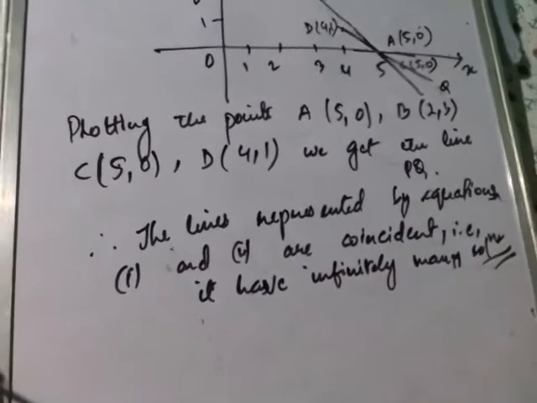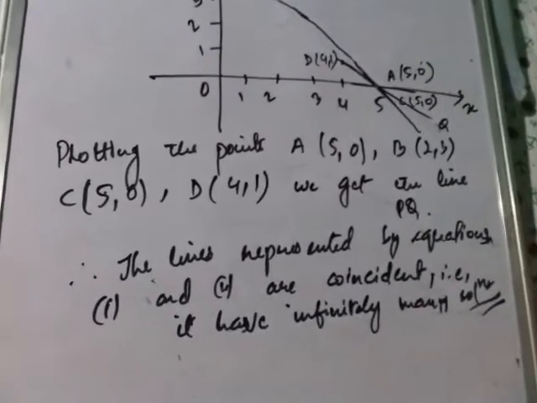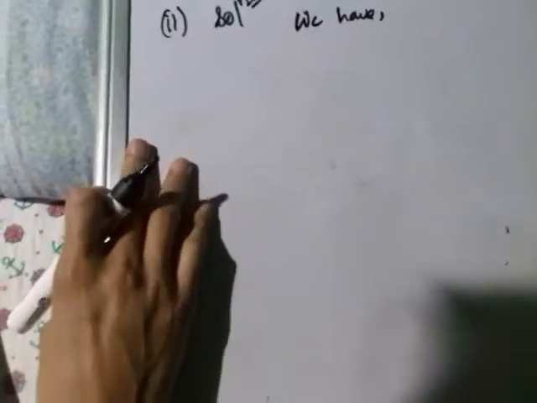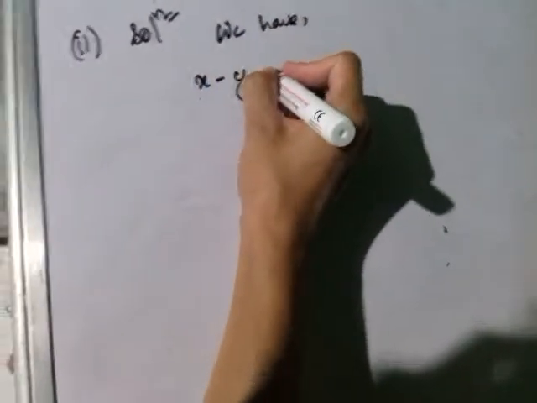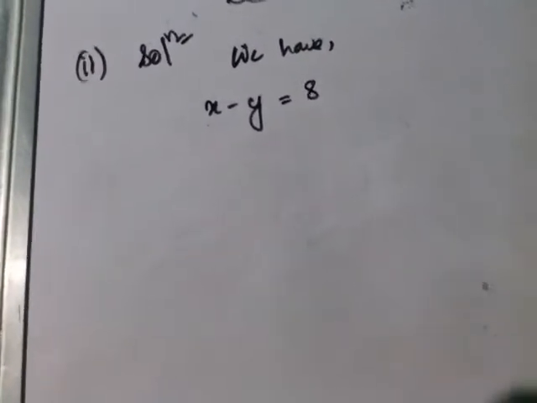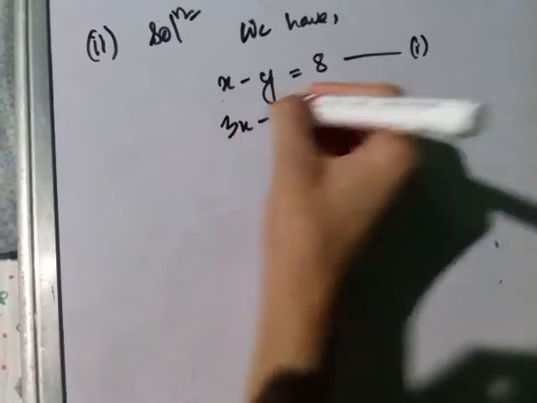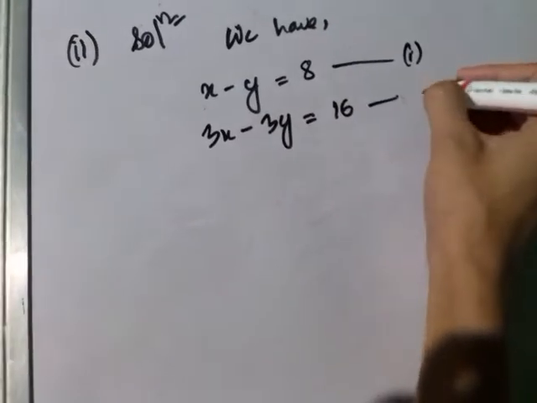Now I will do equation number 2, and the remaining equations you will do by yourself. So equation number 2: we have x minus y equals 8, and this will be equation number 1, and 3x minus 3y equals 16. This will be equation number 2. So here you see this will be equation number 1 and equation number 2.